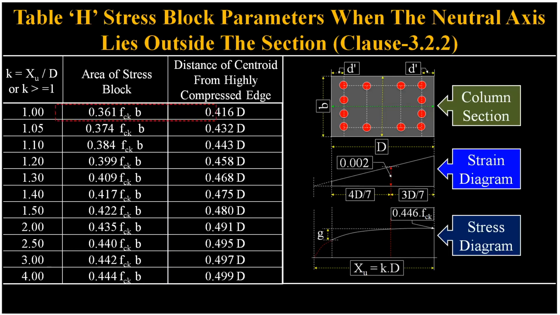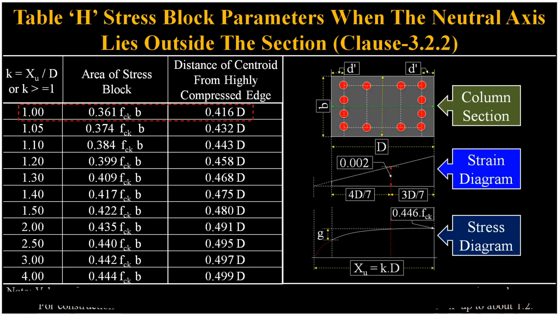For example, when K equals 1, meaning xu equals D, the area of the stress block is 0.361 fck times B, and the centroid distance is 0.416 d. As K increases to 4.0, the area slightly increases, and the centroid distance moves closer to the center of the column, approaching 0.5 d.